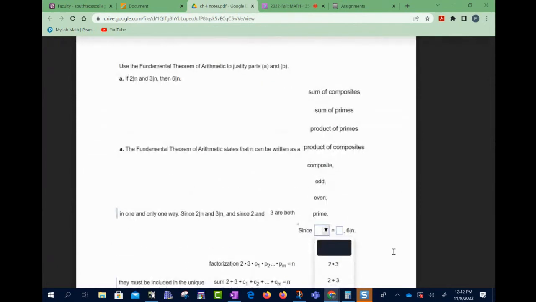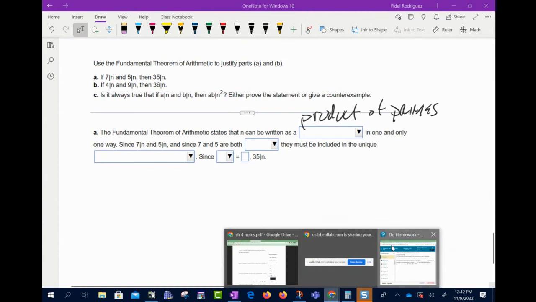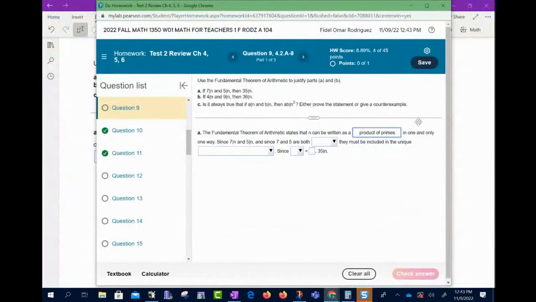Okay, so what I would do here, guys, is I would come back to this problem and I would say the fundamental theorem states that n can be written as a product of primes. Okay, so right here, y'all, this should say product of primes. So I'm going to scroll back and look at my problem here, and there should be a product of primes. Boom, right there. In one and only one way, since 7 divides n and 5 divides n, then 7 and 5 are both, number one, they're both prime, right? They're prime numbers, meaning, what does prime numbers mean? It means I can't break them down anymore, okay? And they must be included in the unique factorization. Okay, factorization just means the way we break it down, okay?